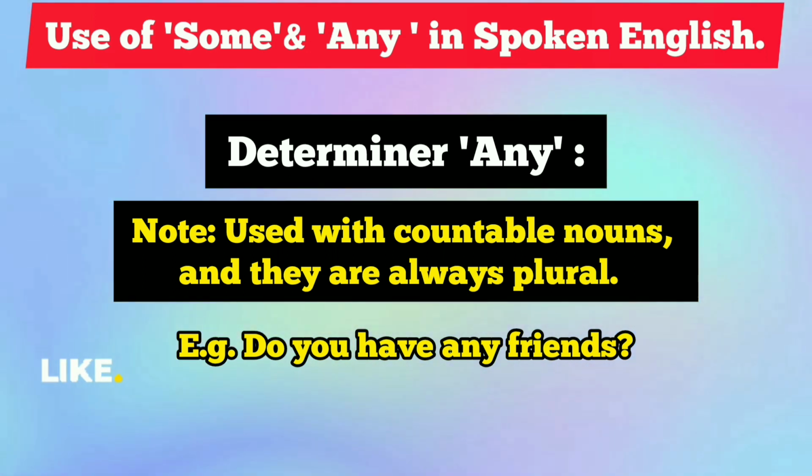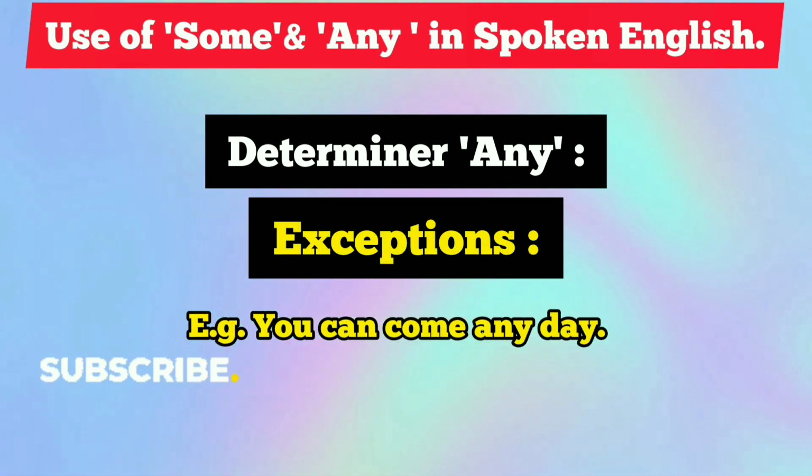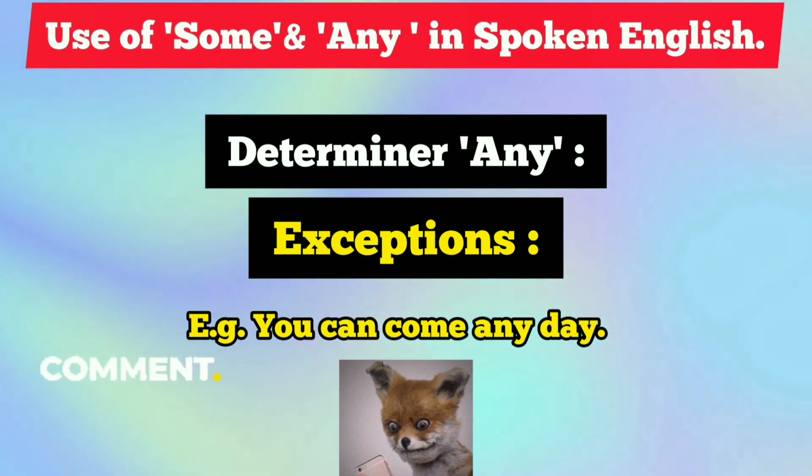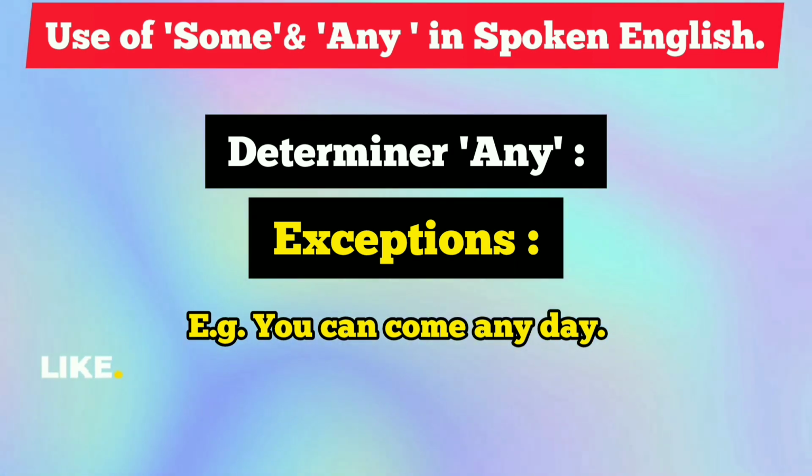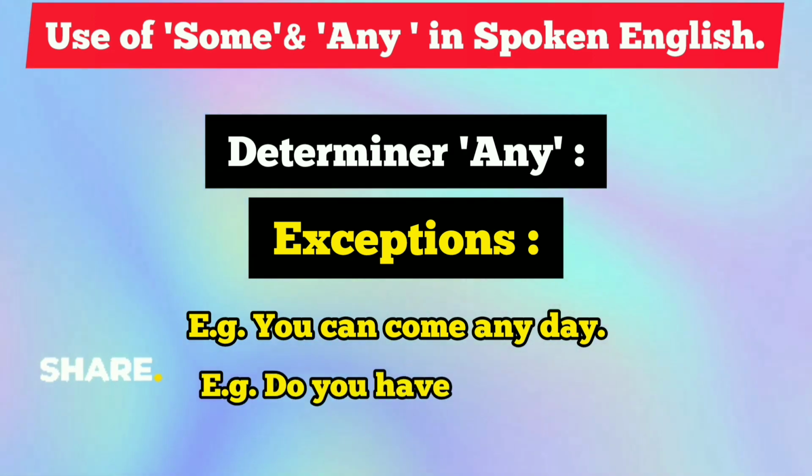But there are some exceptions also. We can also say you can come any day. So here any day means it does not matter which day you're talking about. Any one day you can come. So that's why I'm using any here and I'm not adding s. I'm using the singular, and it is also not a negative sentence. It is a general sentence, a kind of instruction, and it is not a negative or interrogative sentence. This is an exception.